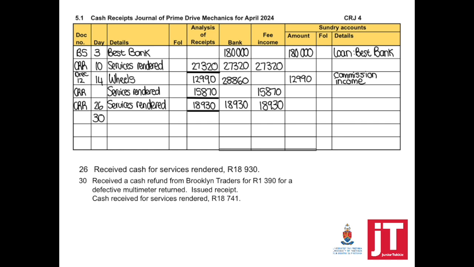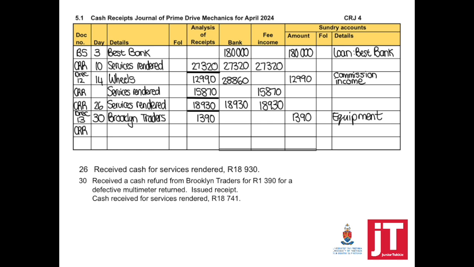This means we're going to start with day 30, and my source document, duplicate receipt. They said issued a receipt. From who? Brooklyn Traders. How much? 1,390. For what reason? Equipment that was returned. So we got a refund.